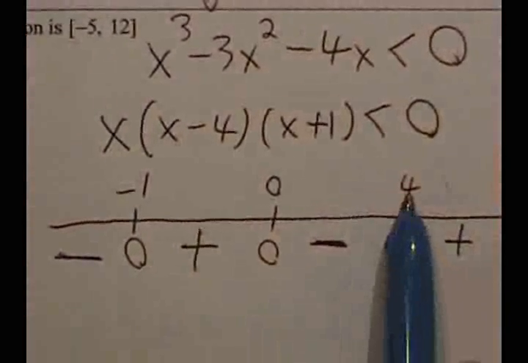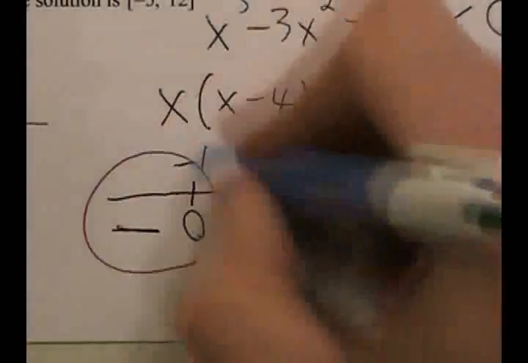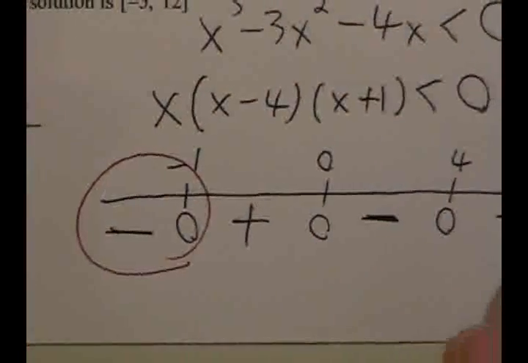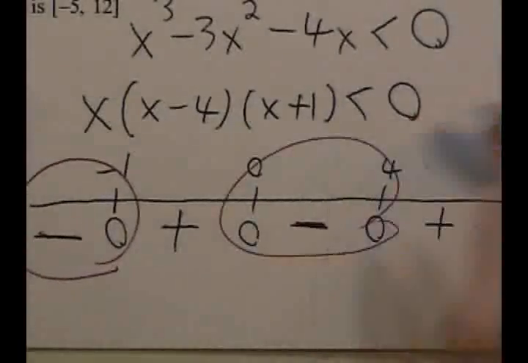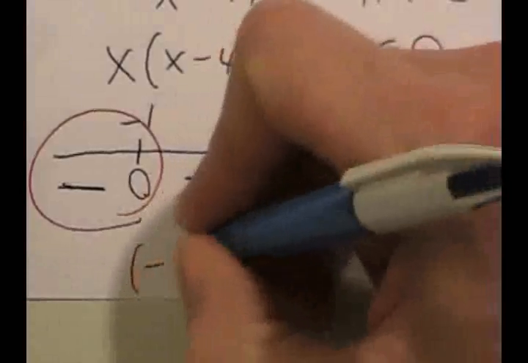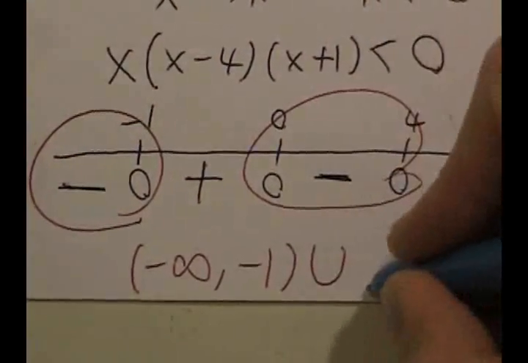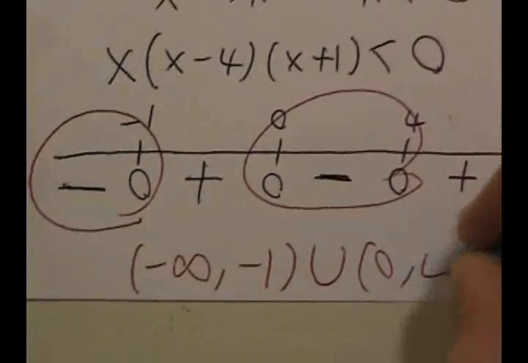And since we're asked for where it is less than 0, the answers that we want are less than -1 or between 0 and 4. So to write it in interval notation, it would be from -infinity to -1, union with 0 to 4.